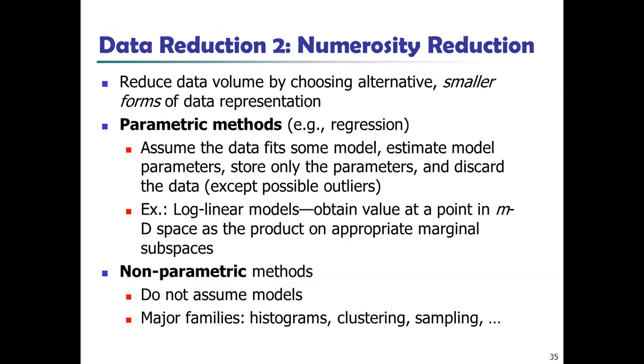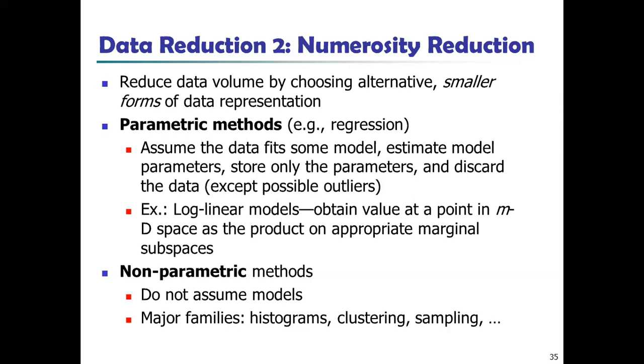So this is regarding dimensionality reduction. Here you have three types of reduction. The first one is dimensionality reduction. Second one is numerosity reduction. And next one is compression. So now the second one is numerosity reduction. In numerosity reduction, you have to use two types of methods.